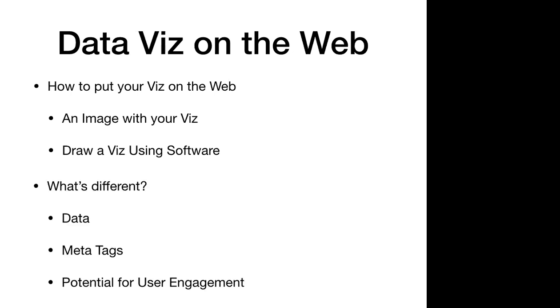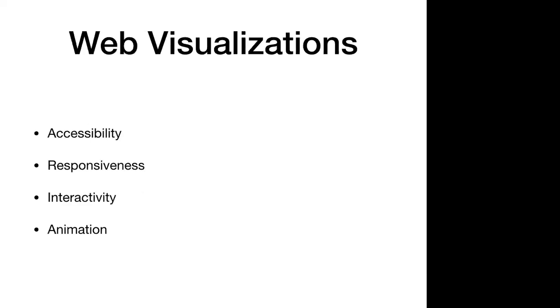So what's different? Well, your data is different. Your source of data, you're probably either going to be hosting it on your own server or getting it from an API. So your data is potentially up to the minute. That's one thing that could be different as opposed to a static source. You have meta tags, which mean your document is now searchable. So if it's something you want out there, you want to be using those meta tags to improve your search hits. But the best thing about the web is that it has potential for user engagement. And I'll go into that a bit more.